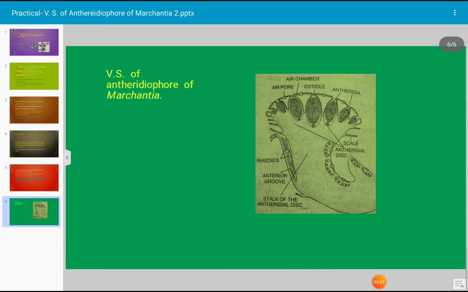Next, this is the photograph or the figure of vertical section of Antheridiophore of Marchantia. See, the antheridial chamber is shown, air pores are shown, ostiole is there to the antheridial chamber, and antheridia are situated inside the antheridial chamber in the photograph. And this is the photograph of single lobe of the Antheridiophore. Okay, this is all about vertical section of Antheridiophore of Marchantia.